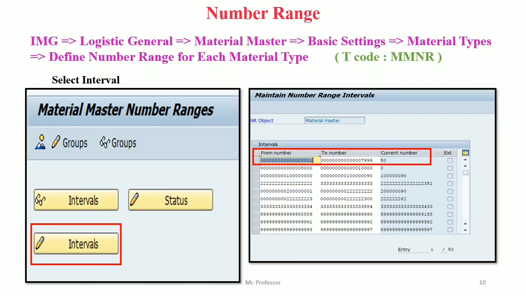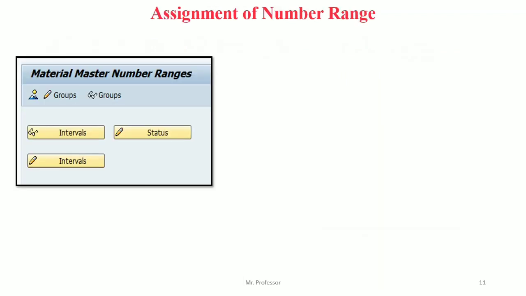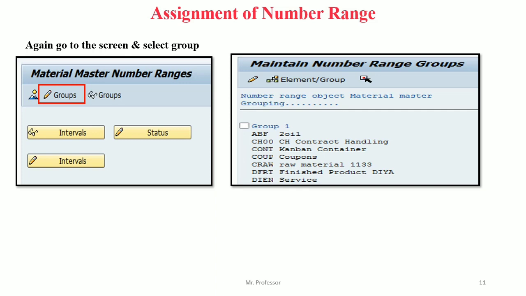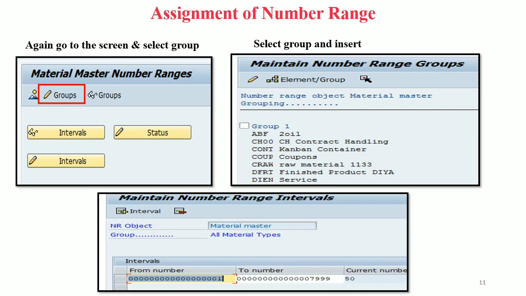That is, IMG, select Logistics General, select Material Master, then select Basic Settings, there select Material Types, finally select Define Number Range for Each Material Type, or we can use T-code MMNR, then assign the number range by selecting the group. Here we can assign the number range for the particular group. There select New Entries, next fill the columns as per requirement, finally save the data. Please check the procedure I have shown.